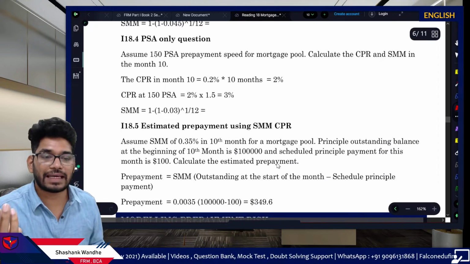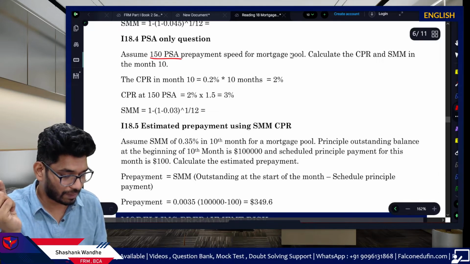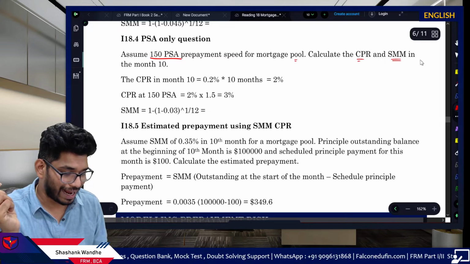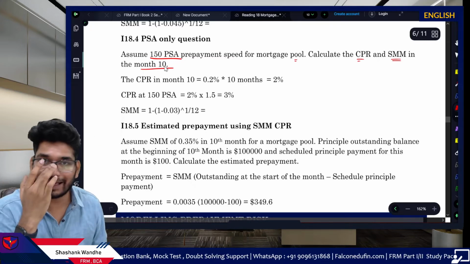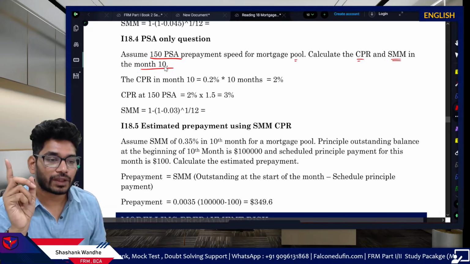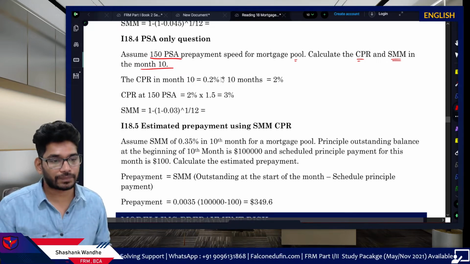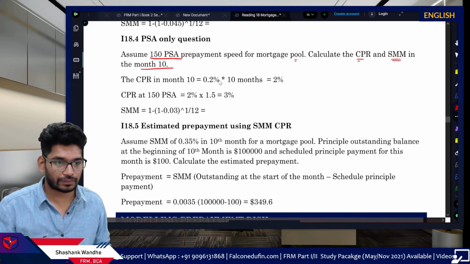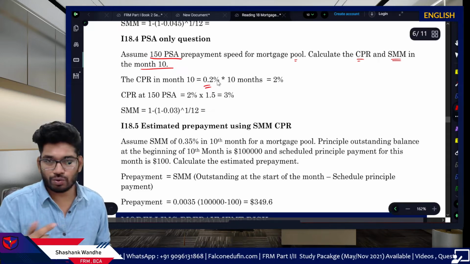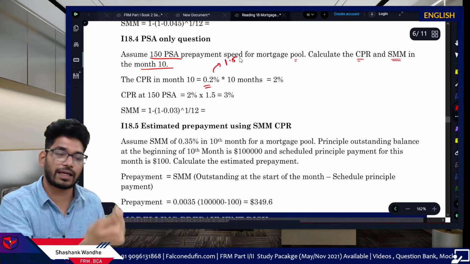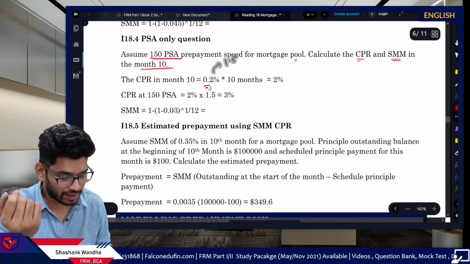Okay. Now this is the PSA question only. Assume 150 PSA prepayment speed for the mortgage pool. Calculate the CPR and SMM in month 10. Now here you can do two things. You can multiply by 1.5 and then work out your question, or simply start with the 0.2.